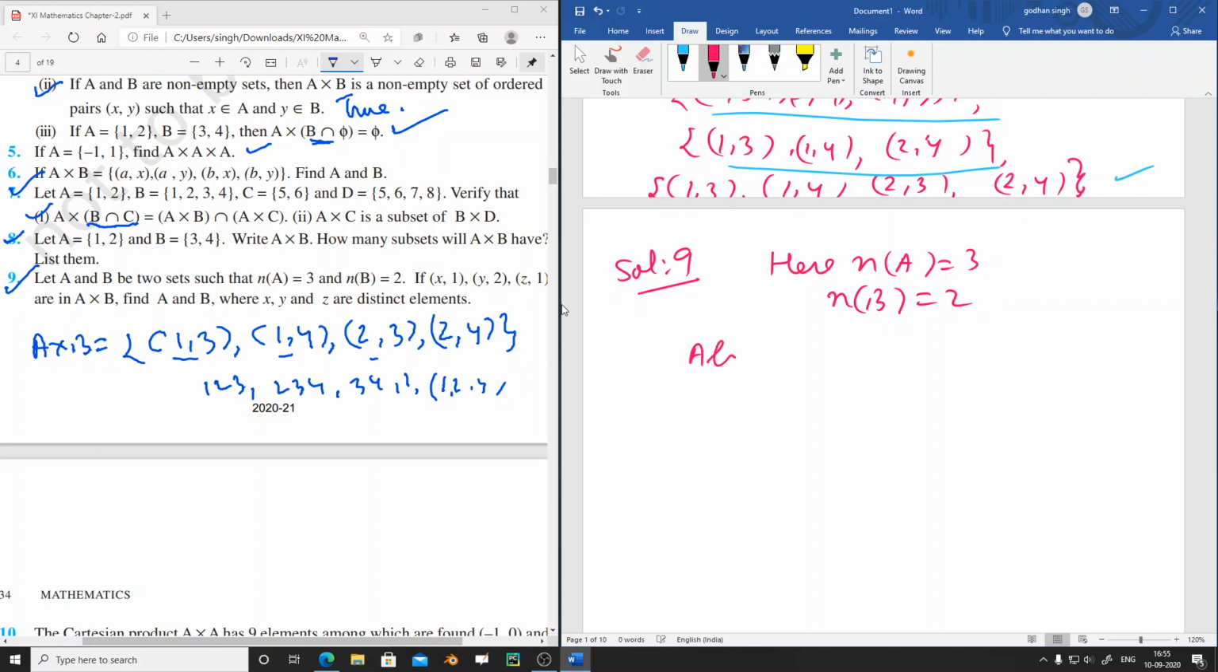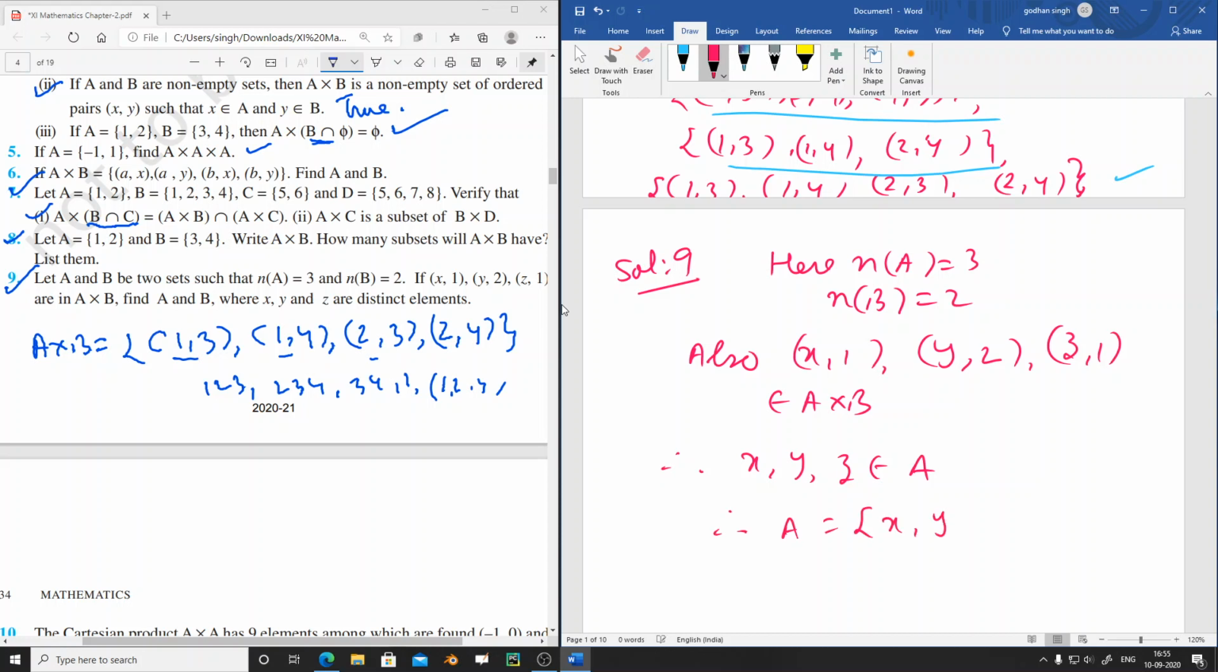Also, ordered pairs (x, 1), (y, 2) and (z, 1) belong to A cross B. Therefore, we can say that x, y and z belong to set A. But how many elements are there in set A? There are only 3. Therefore, we can say that A will have only these 3 elements, x, y, z, because it cannot contain more than 3 elements, as it is given here n(A) equal to 3.